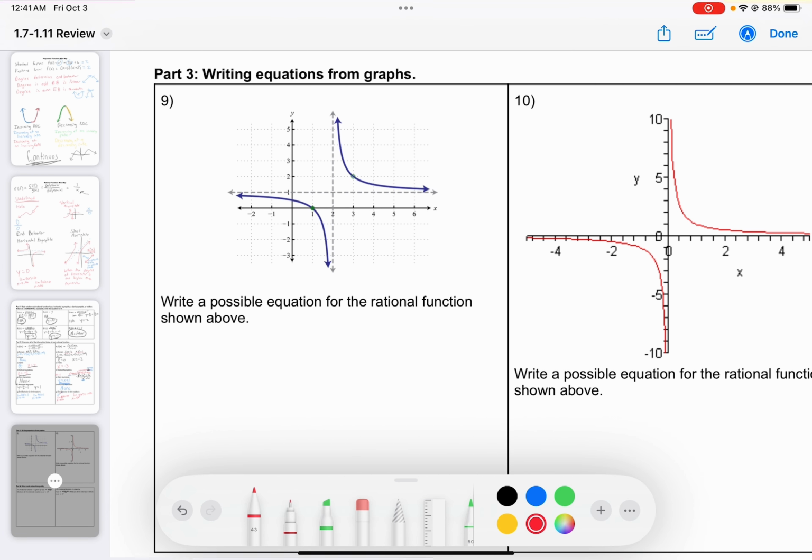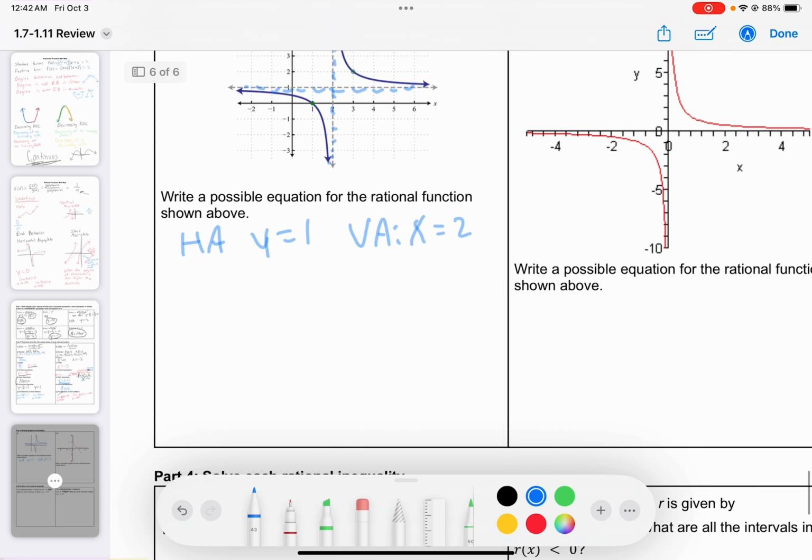All right. Now let's get a little more difficult. Part 3, writing an equation for a graph. Clearly, I'm giving you rational functions here. What do we notice in this graph? I notice 2 things right away. We have a horizontal asymptote at y equals 1. So I'm just going to make a note of that. Horizontal asymptote at y equals 1. And we have a vertical asymptote at x equals 2. I don't see any holes or anything like that. So that's what we're working with.